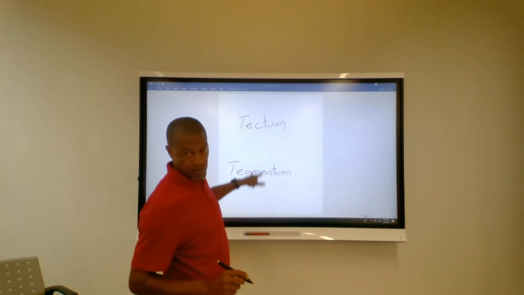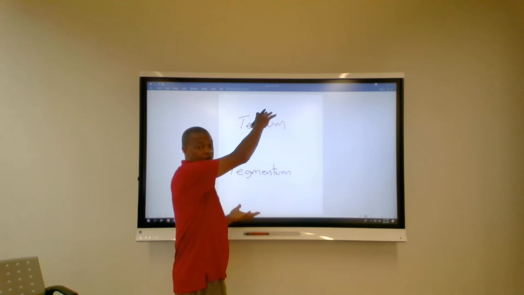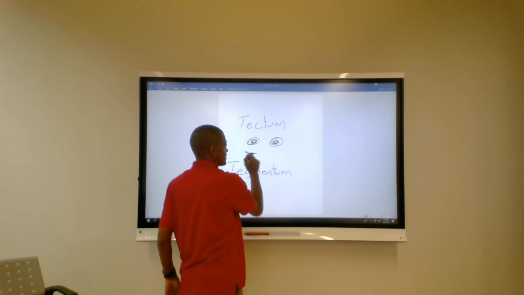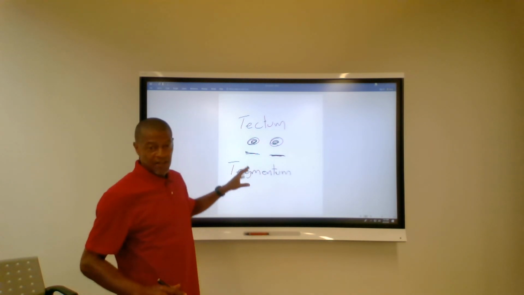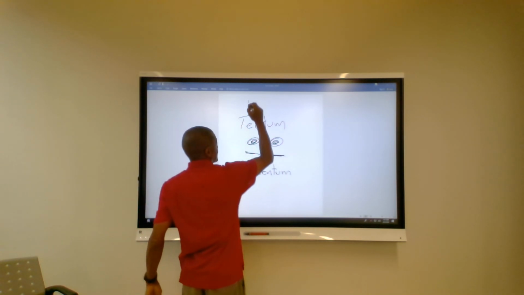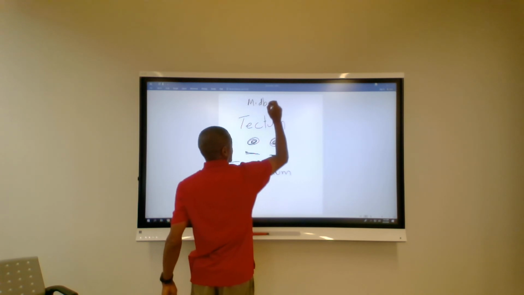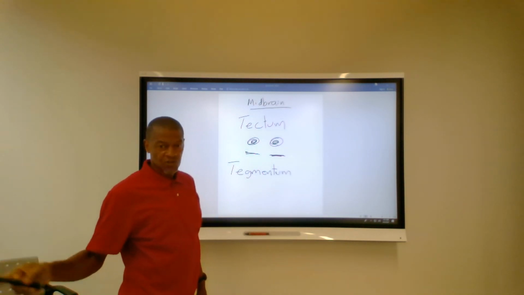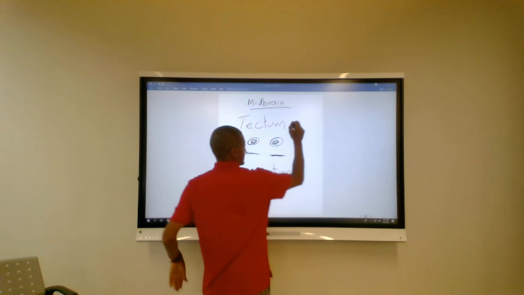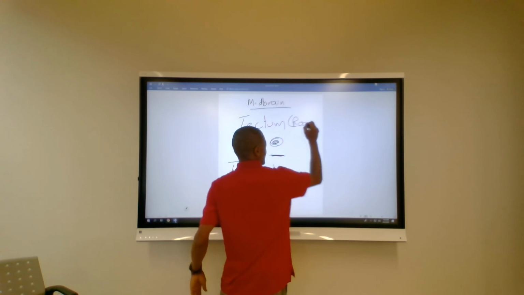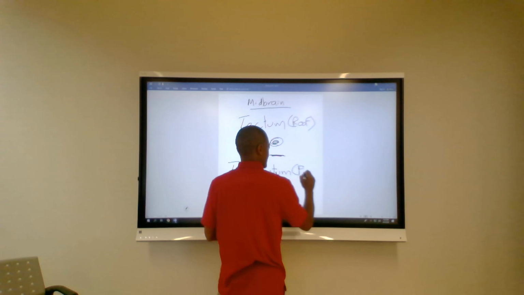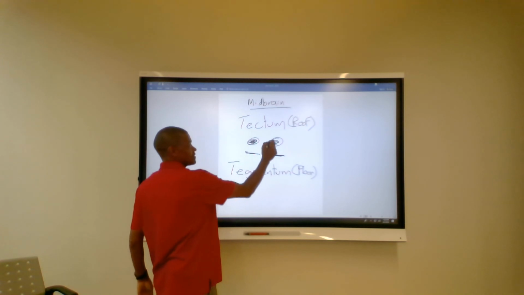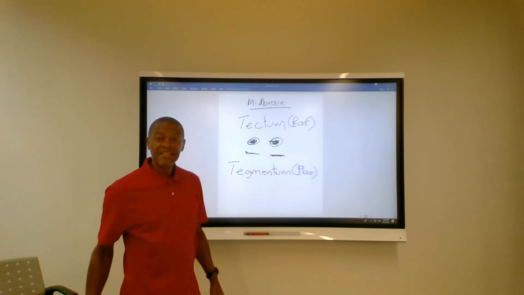So roof, tectum, floor, tegmentum. So this makes up the midbrain. And there's some cells inside the midbrain. So that same image we just saw, the roof, the floor, inside, you got some cells. This group is called the red nucleus.